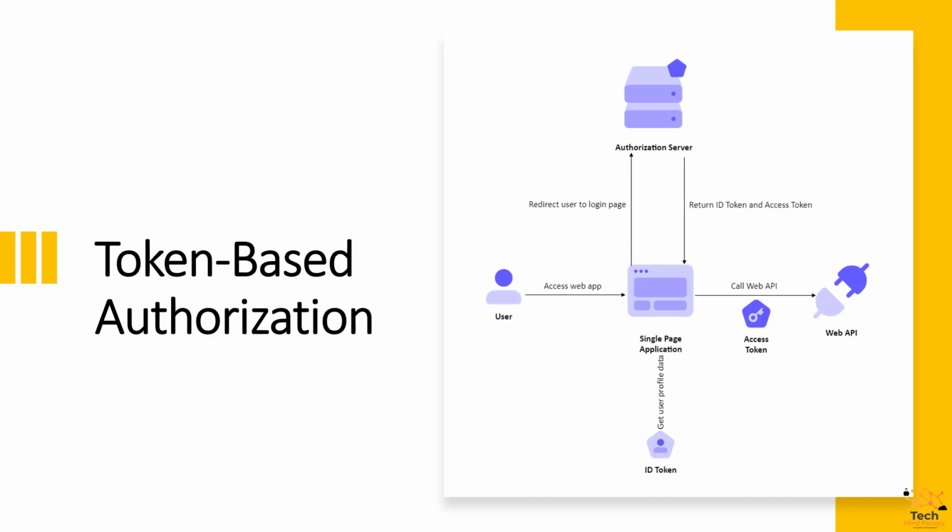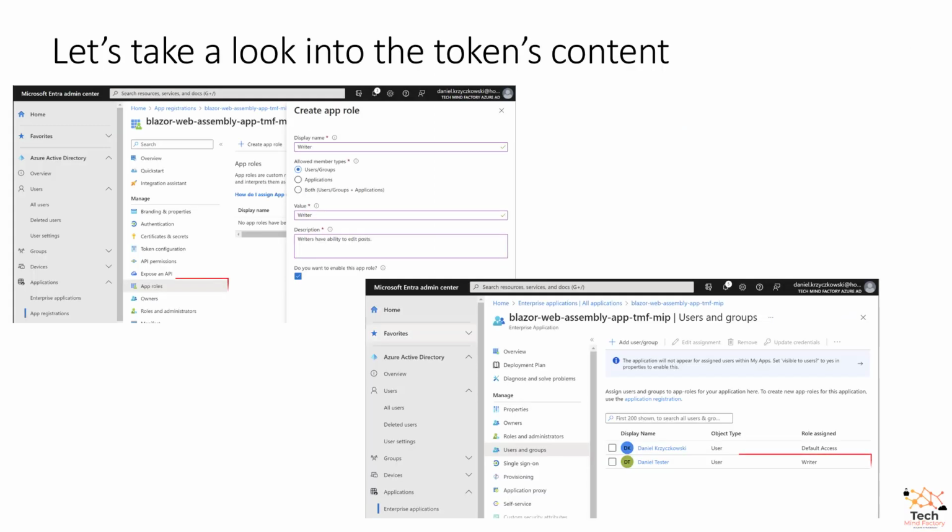Perfect. So right now, when it comes to token-based authorization, let's see how authorization is handled in this approach. Let's look into the token's content. But before that, let's focus on this typical scenario. To implement token-based authorization, obviously we need to specify the authorization data that will be included in this token. So let me give an example with Microsoft Entra Admin Center and Azure Active Directory, to be more specific.